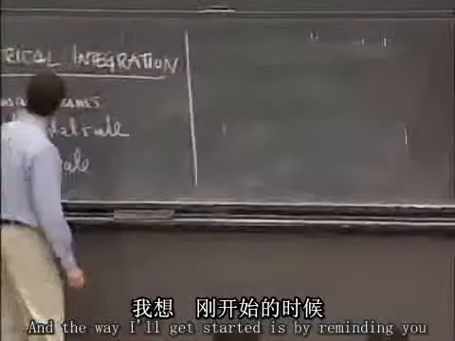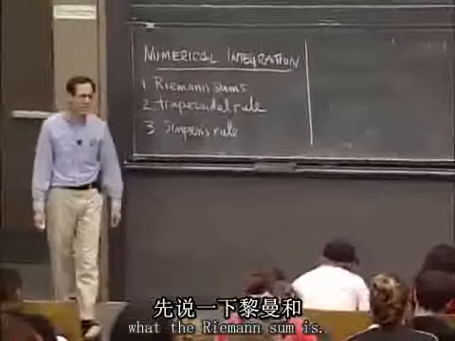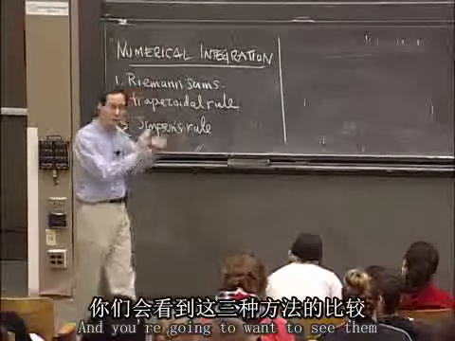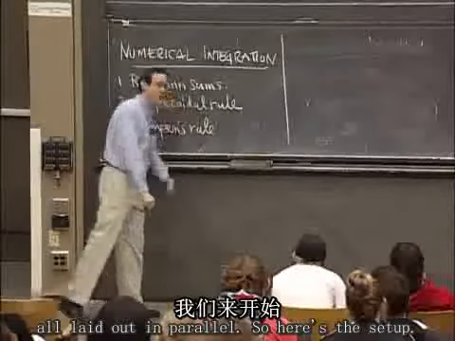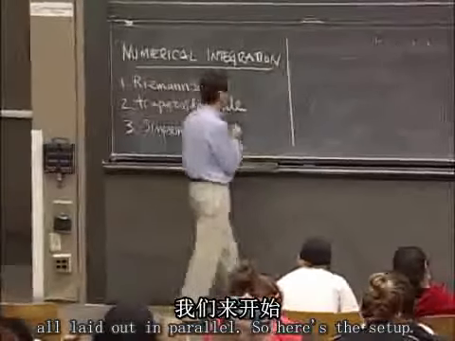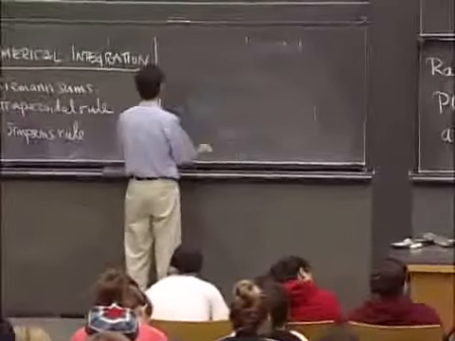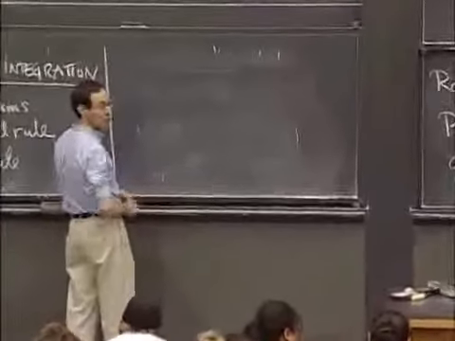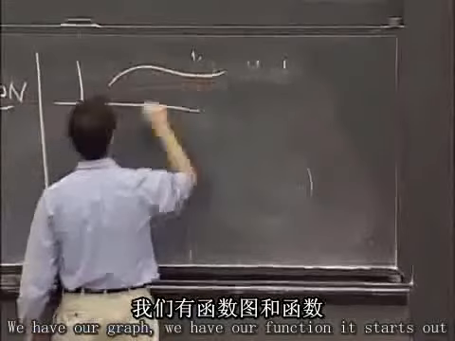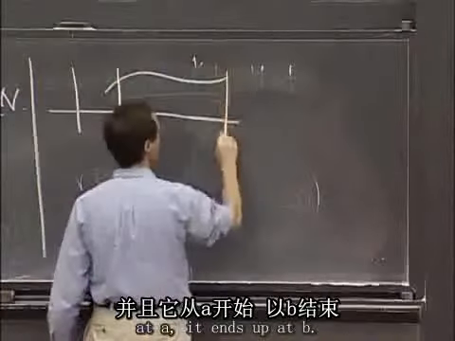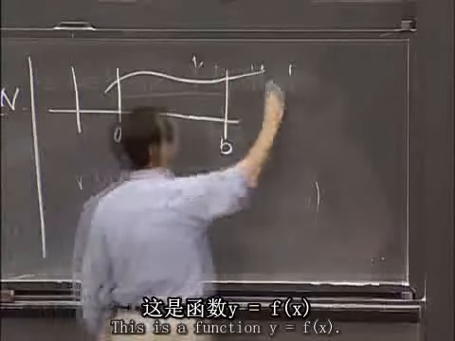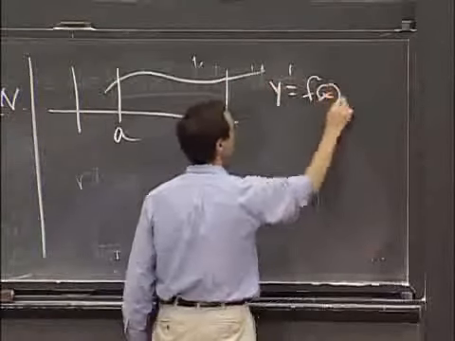And the way I'll get started is by reminding you what the Riemann sum is. So this is a good review because you need to know all three of these. And you're going to want to see them all laid out in parallel. Okay? So here's the setup. Okay, so here we go. We have our graph, we have our function. It starts out at A, it ends up at B, maybe goes on, but we're only paying attention to this interval. This is the function y is equal to f of x.